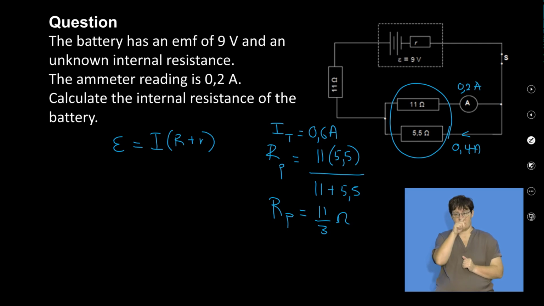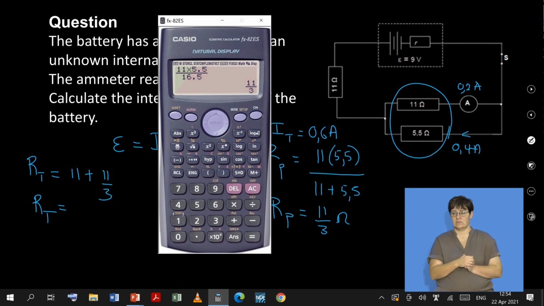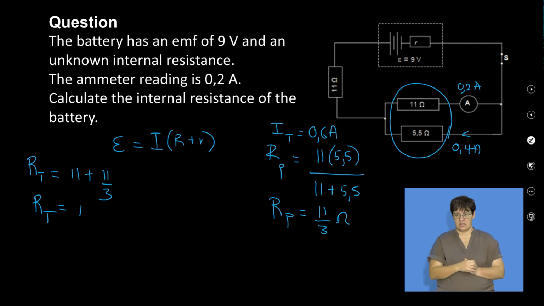But then our total resistance in this circuit, which is R parallel, is equal to 11 plus the 11 over 3. So our R total for the external resistance becomes 11 over 3 plus 11, because that is in series. What do we get? We get 44 over 3 ohms, right? So we are here now.